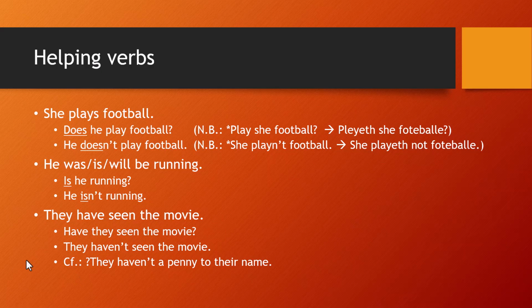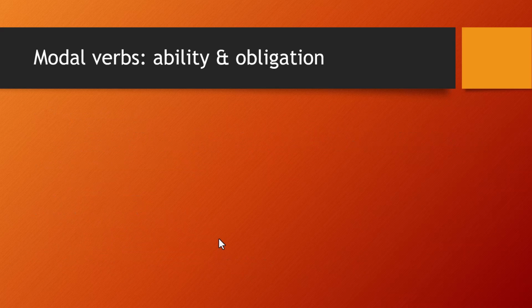So he has $10. You can't really say "has he $10." You would have to say "does he have $10." Okay. Now let's look at modal verbs. Modal verbs typically talk about ability and obligation. They're different from main verbs and other auxiliary verbs, or the helping verbs, in a couple of ways.